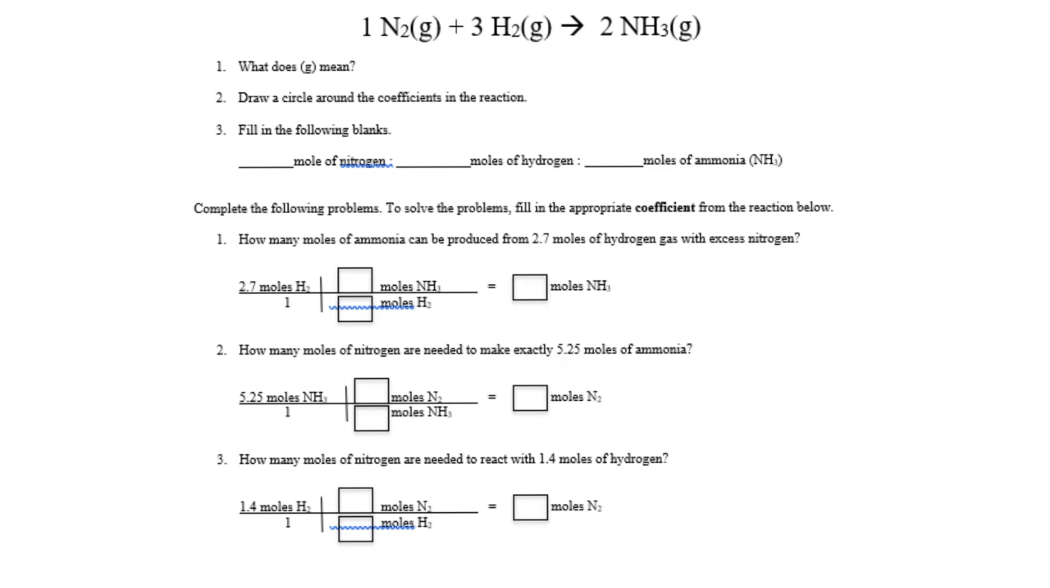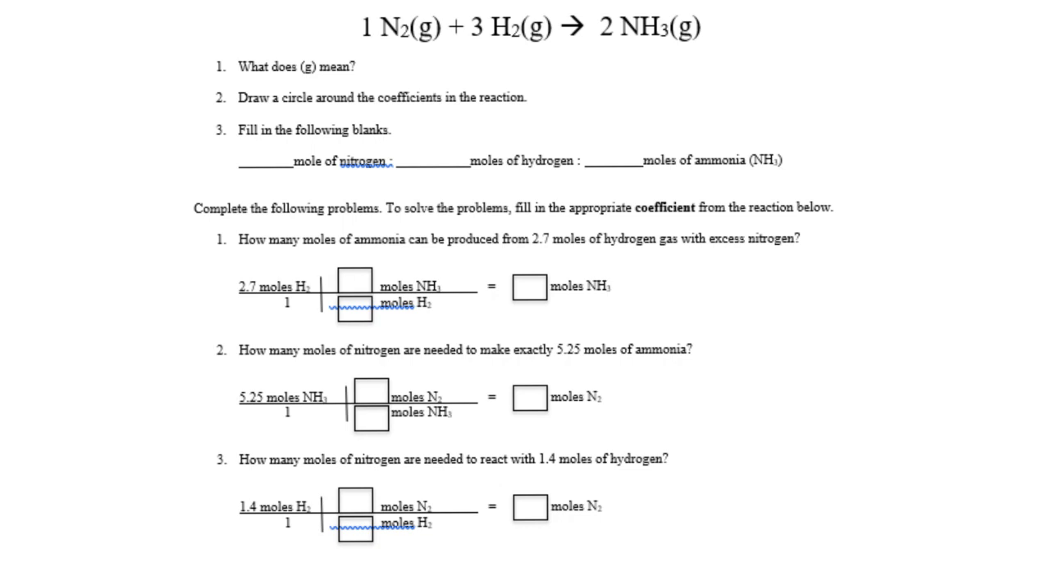Okay, now we're going to progress to talking about chemical reactions rather than tables. So if you understood all the table examples, the chemical reactions are no different. It's just like a recipe or a formula to make certain items. So the first question we have here on your worksheet is, what does G mean?